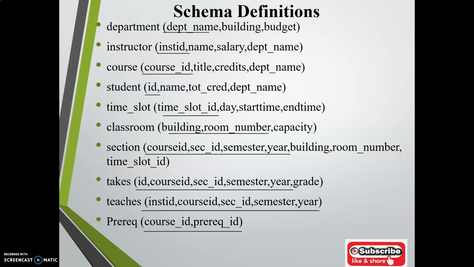I hope it is understood to everyone how to draw the ER diagram for the university database, how to draw the schema diagram and how to write schema definitions.